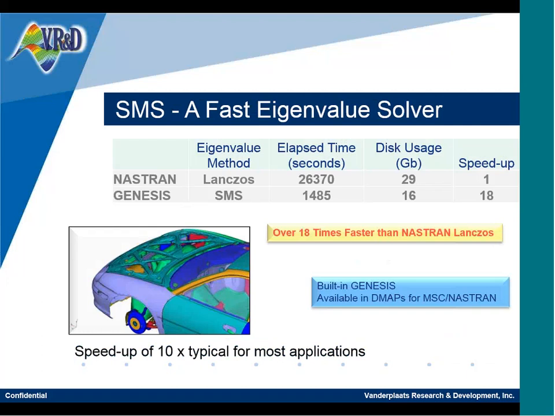Some of the other codes that we have on the structural analysis side, we have a fast eigensolver that is built into Genesis. So if you're using Genesis, you can use the fast eigensolver as well. It's called SMS. We do provide it as a third-party interface too. So if you want to use it with other third-party commercial codes, you should be able to use it.